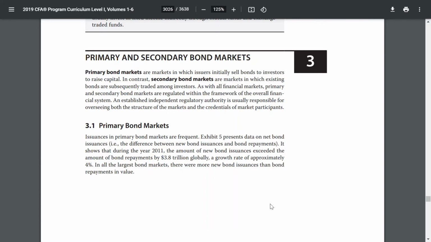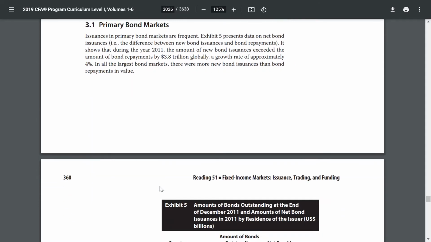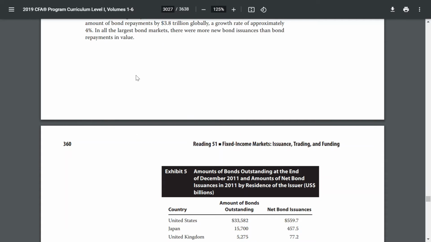of market participants. Primary bond markets. Issuance in primary bond markets is frequent. Exhibit 5 presents data on bond issuance. It shows that during the year 2011, the amount of new bonds issued exceeded the amount of bonds repaid by 3.8 trillion globally, a growth rate of approximately 4% in all the largest bond markets. That is, there were more new bond issuances than bond repayments in value.